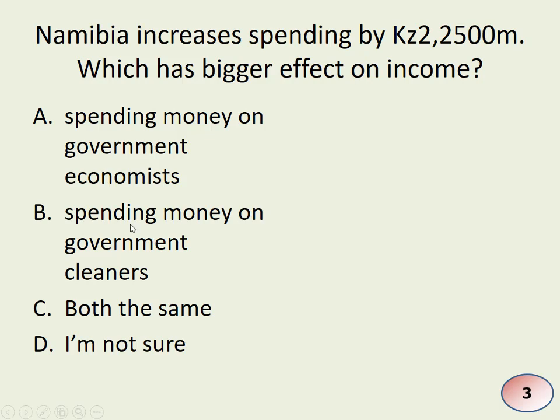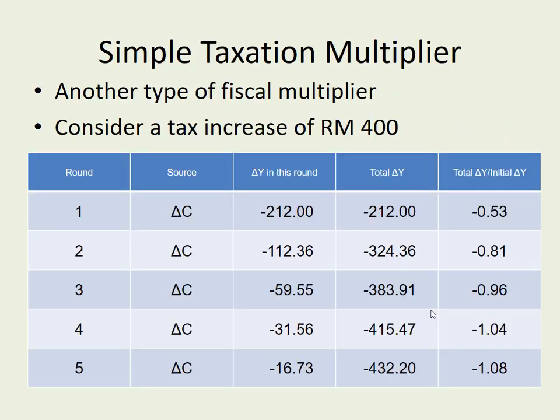The answer you should come up with for this one, because government cleaners tend to be less well paid and poorer than government economists. So if they get some extra money, they're going to spend more of it very quickly, whereas the government economists might decide to save more of it. So you get a bigger set of knock-on multiplier effects through putting it into government cleaners. So I think the answer should be B.